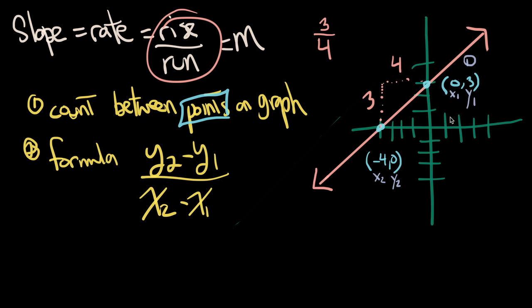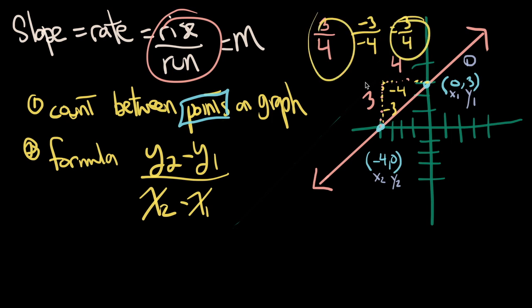That's fine. Let's do this. Let's go backwards 4, right? That's negative 4. Let's go down. When you go down, it's negative 3. So the rise was negative 3, and the run was negative 4. But remember, a negative over a negative is still positive. So it doesn't matter which way you go.